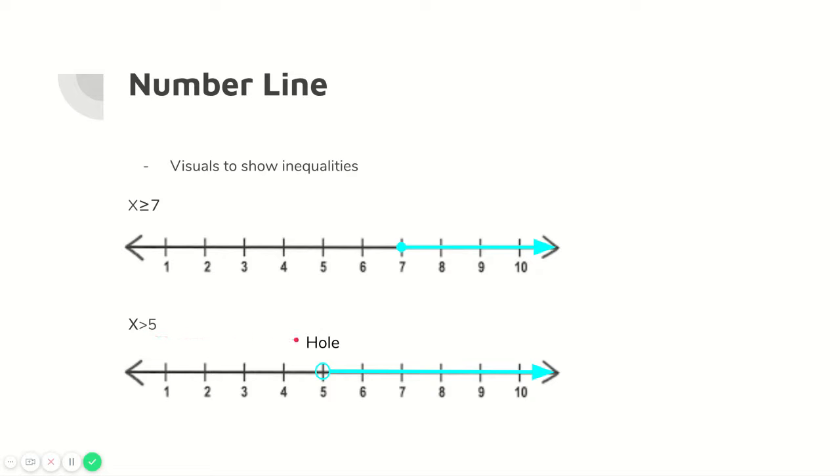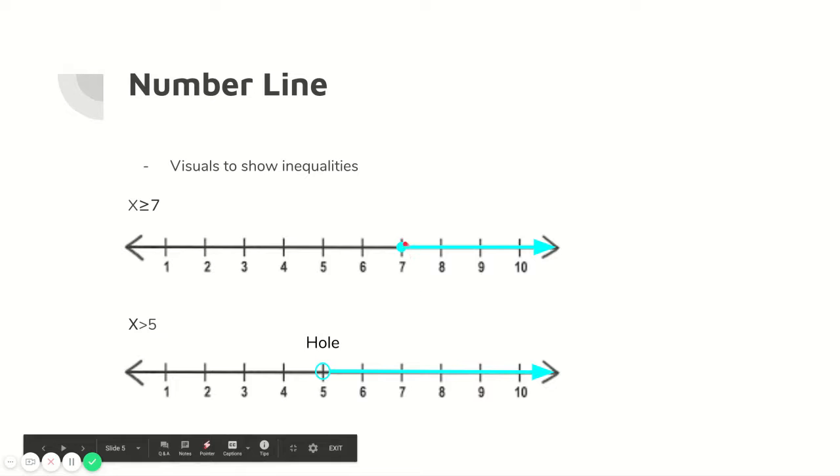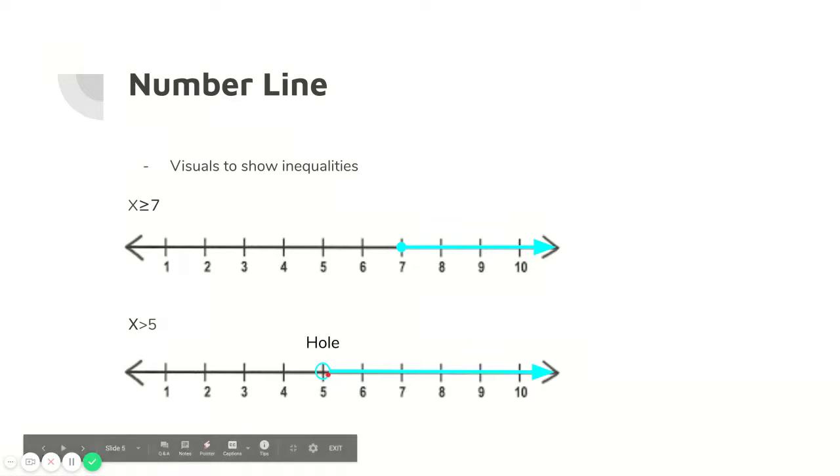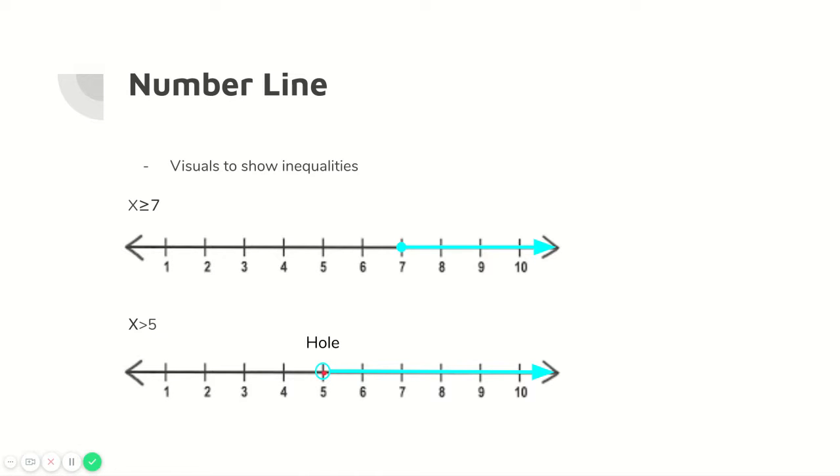And instead of having a solid dot, if you have only greater than or only less than, for example, x is bigger than 5, you have to have what we call a hole instead of this solid dot. So that means that x cannot equal 5 at this specific point. However, any number after 5 in this direction is alright.